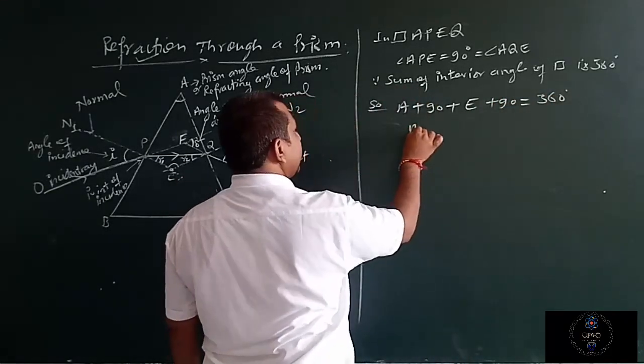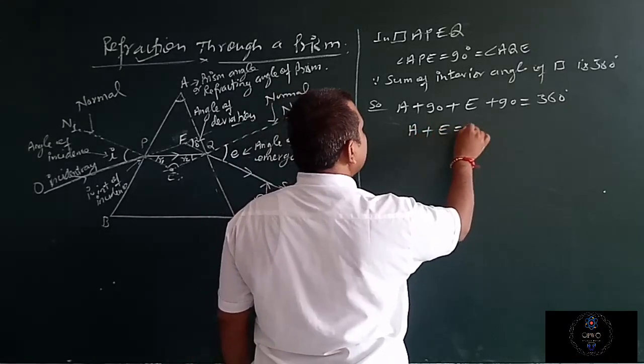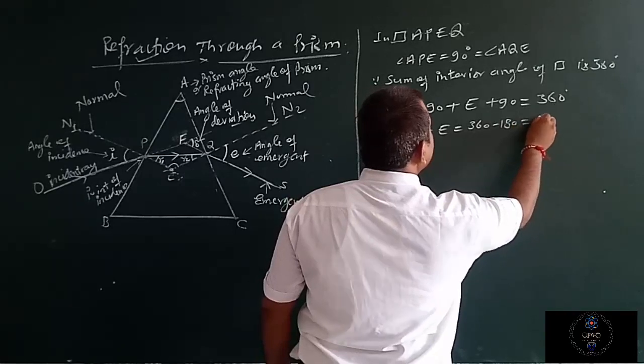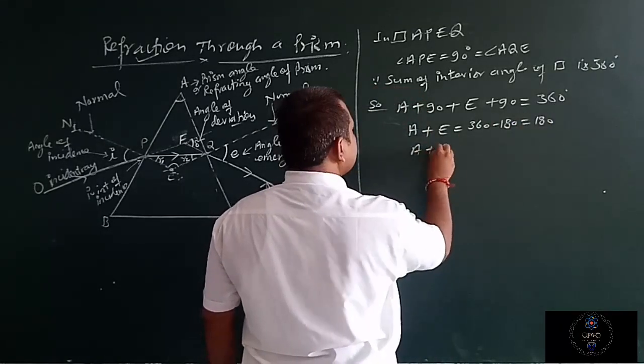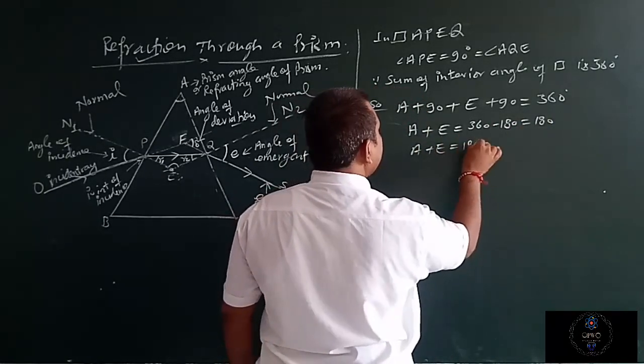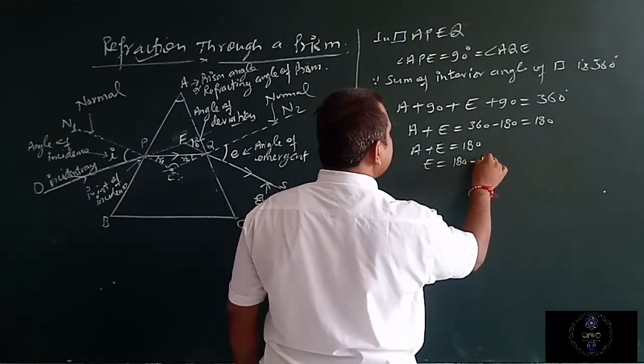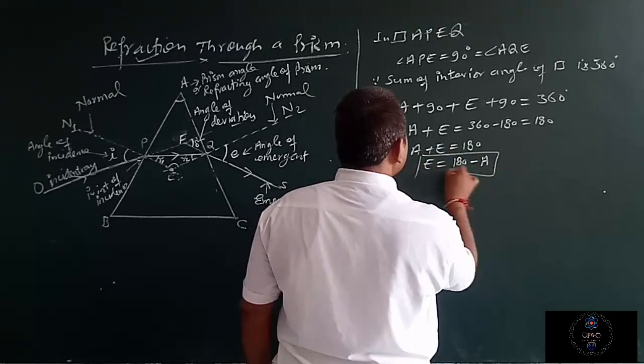So from here we get A plus E is equal to 360 minus 180, that is 180. So you got A plus E is equal to 180. So from here E equals 180 minus A. This is equation number 1.